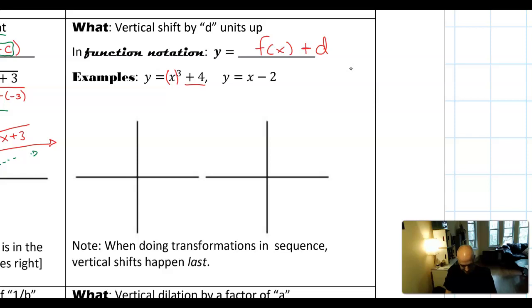And y equals x minus 2. Now this one's a little weird. We'll come back to that. Let's do x cubed plus 4. Remember your video from last time? What does x cubed look like? Something like this. It has that inflection point at 0, 0.